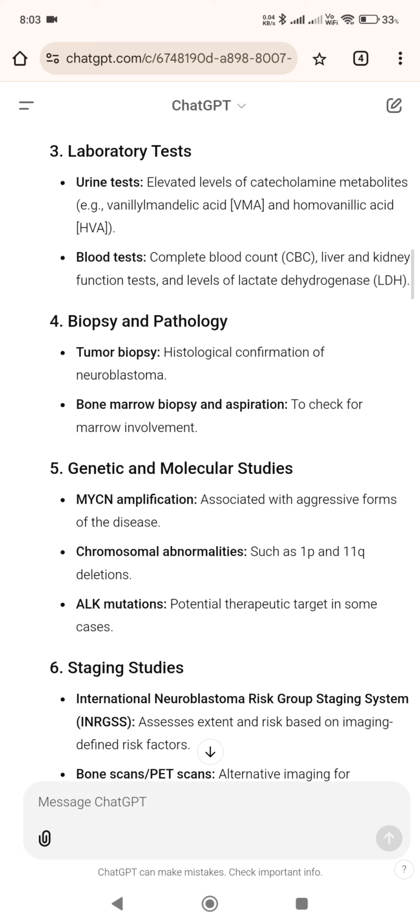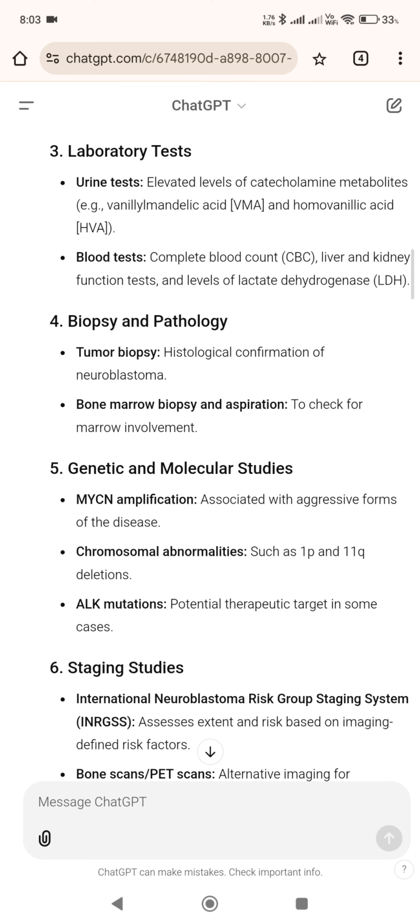3. Laboratory tests. Urine tests: elevated levels of catecholamine metabolites, e.g. vanillylmandelic acid, VMA, and homovanillic acid, HVA. Blood tests: complete blood count, CBC, liver and kidney function tests, and levels of lactate dehydrogenase, LDH.